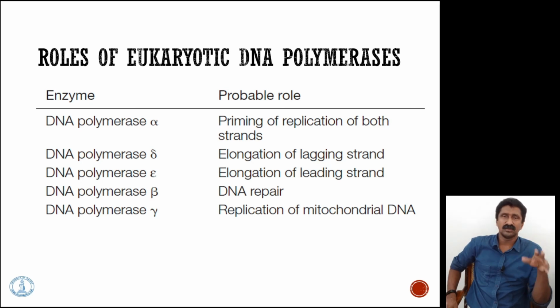So there are a lot of other functions that we want to learn in detail, but that will be addressed in the eukaryotic DNA replication process. But anyway, we just want to list the 5 different DNA polymerases used in eukaryotic systems, and our particular focus right now is on prokaryotic DNA replication and the different enzymes used in that replication.